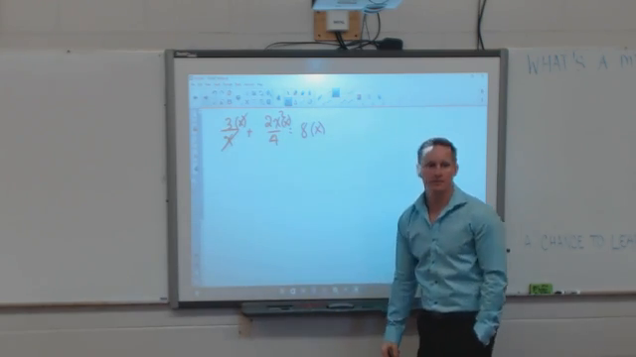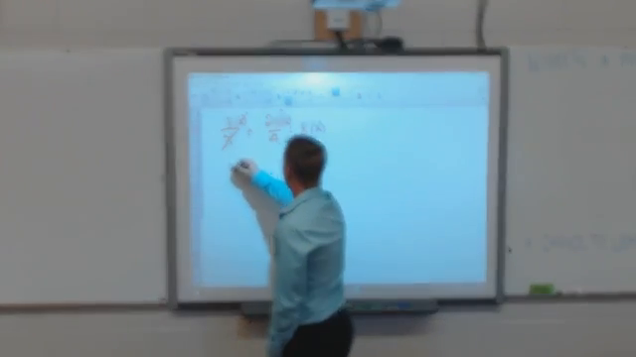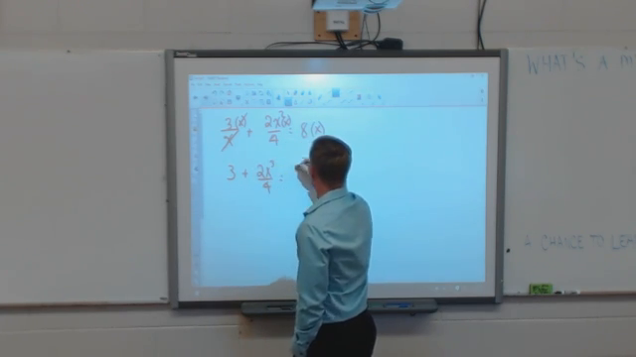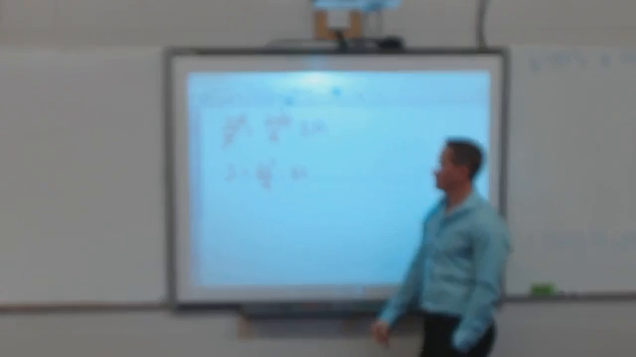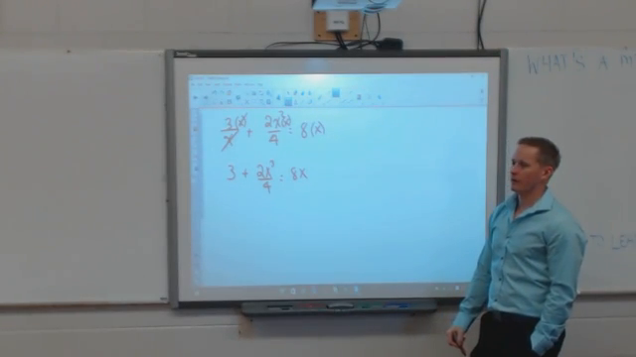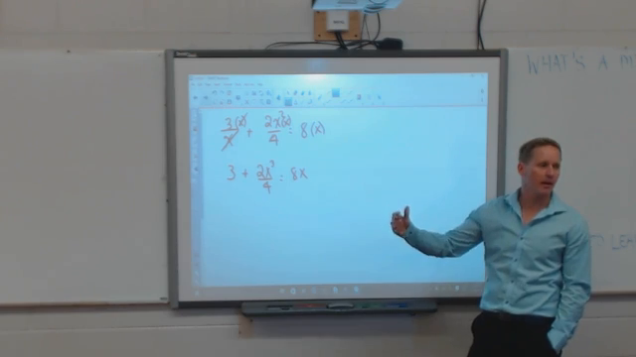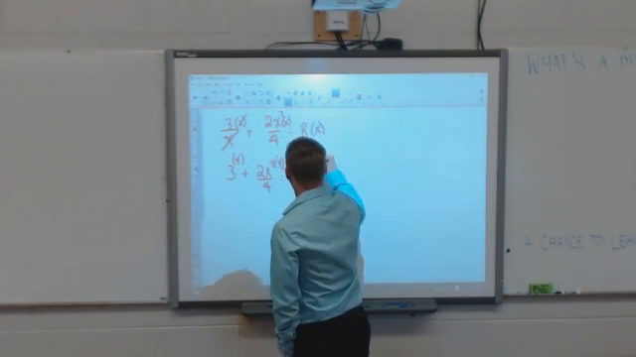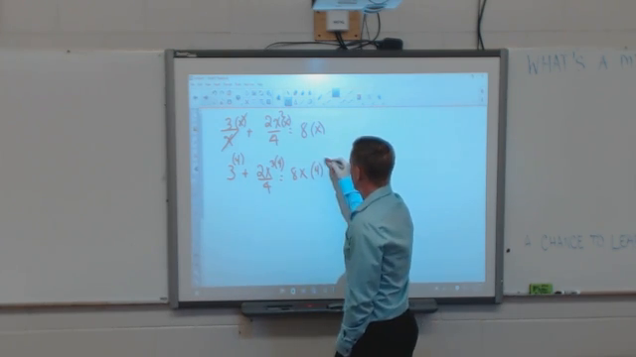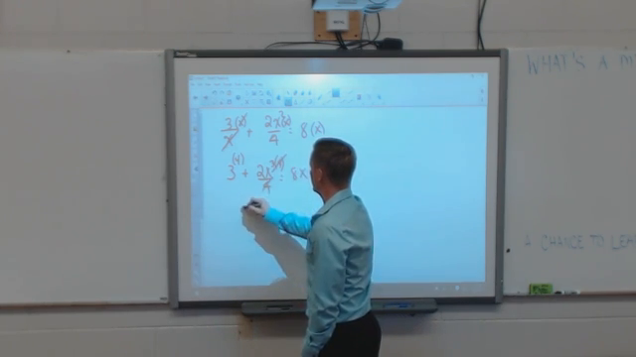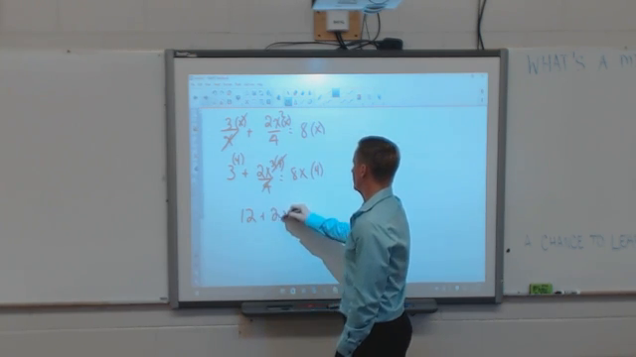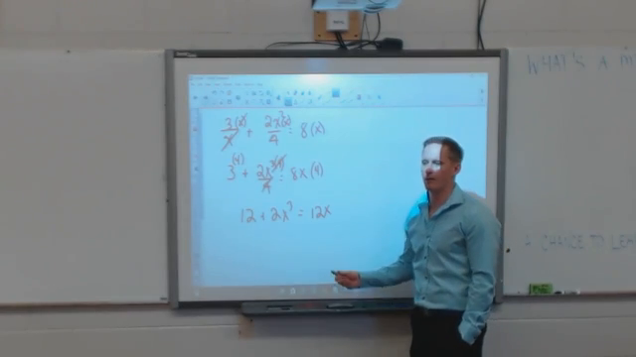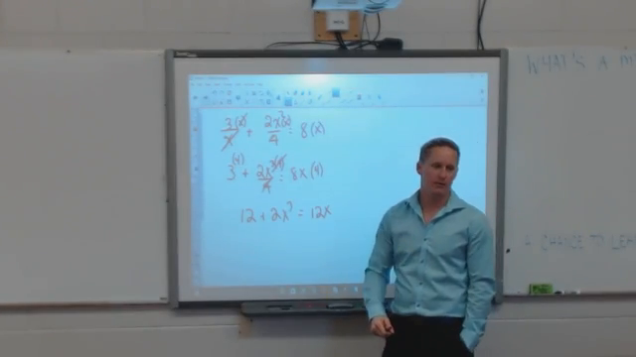That gets rid of that. So what am I left with? 3 plus 2x cubed over 4 equals 8x. Now, I want to get rid of the 4. That's the next thing. So let's multiply everything by 4 now. So I times this by 4, this by 4, and this by 4. Okay, that cancels. That leaves me with 12 plus 2x cubed equals 12x, and then I'd have to get it equal to 0 and somehow find a way to factor it or do whatever.